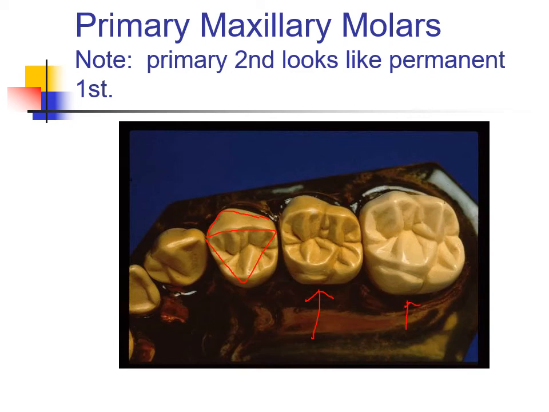So again, we would expect 4 or 5 cusps. This one does have the cusp of Carabelli, a nice oblique ridge. You can see how nicely that forms from the distal buccal triangular ridge and the distal cusp arm of the mesiolingual cusp. Very, very strong. Not so much of an oblique ridge in the first.